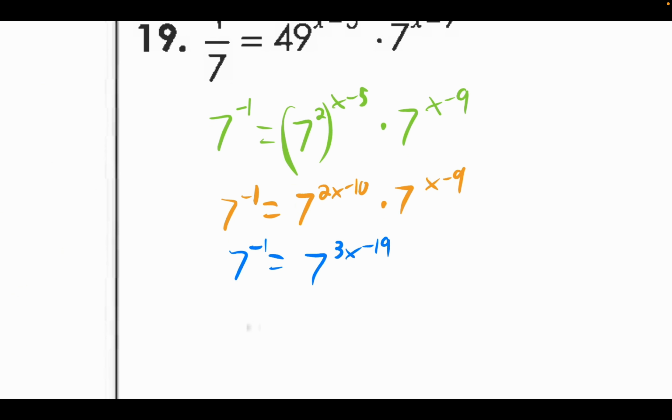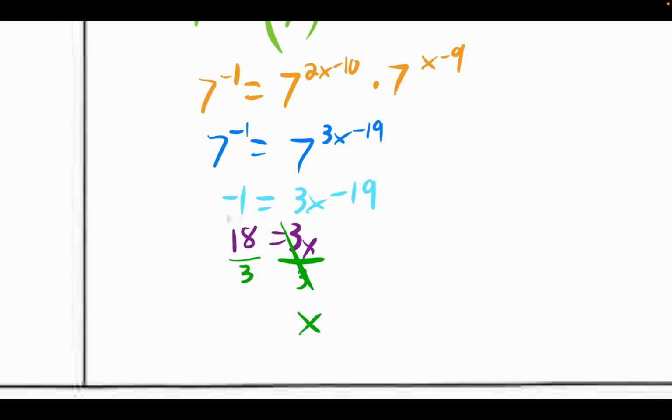Now that we finally have 7 to a power equals 7 to a power, the same bases, we can set the exponents equal to each other. Negative 1 equals 3x minus 19. I'll add 19 to both sides and get 18 equals 3x. I will divide both sides by 3, giving me x equals 6.